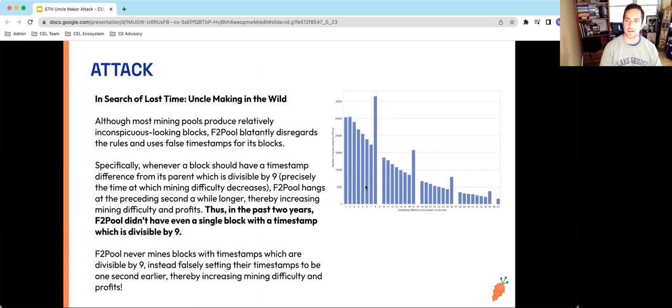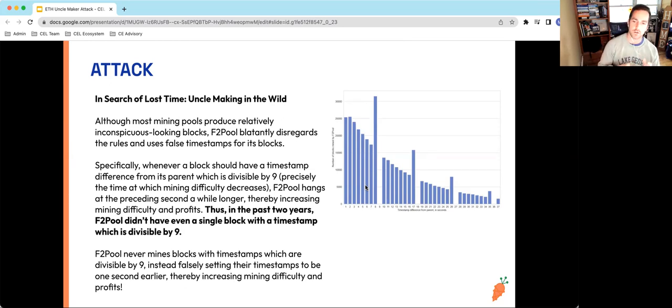Here though, in the attack, this group created an uncle making attack in the wild. So although mining pools produce relatively inconspicuous looking blocks, the F2 pool specifically, the one I'm saying that doesn't have the 9 or the 18 or the 27 that are divisible by 9, they typically do not do this in this pool. And people create different pools within mining environments because in proof of work, specifically, the rewards are very fluctuating. You get one reward that's like 100x one time, and you'll get one that's maybe like 1x another time. So users and miners will create pools to try and level out their rewards equally as much as possible over time.